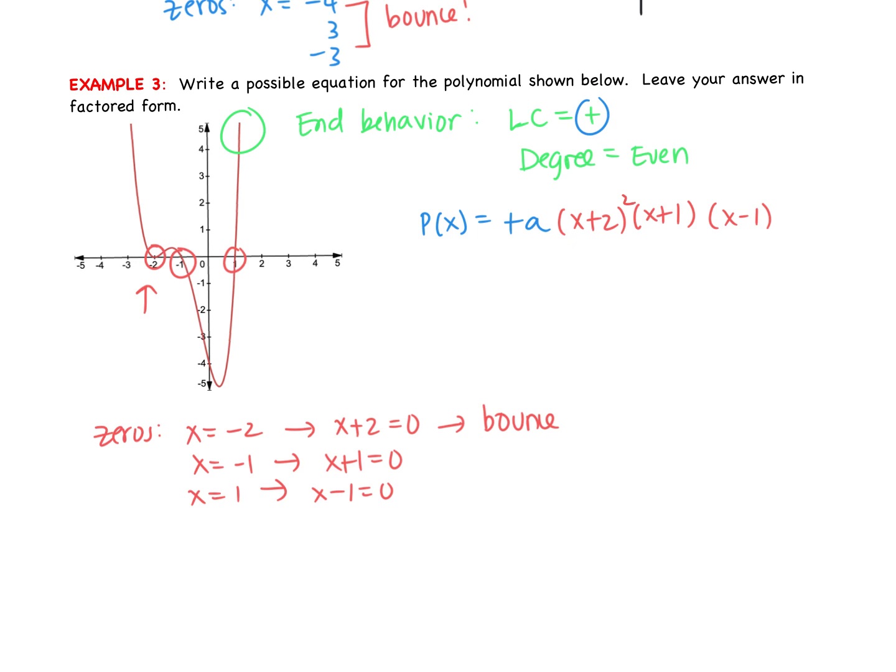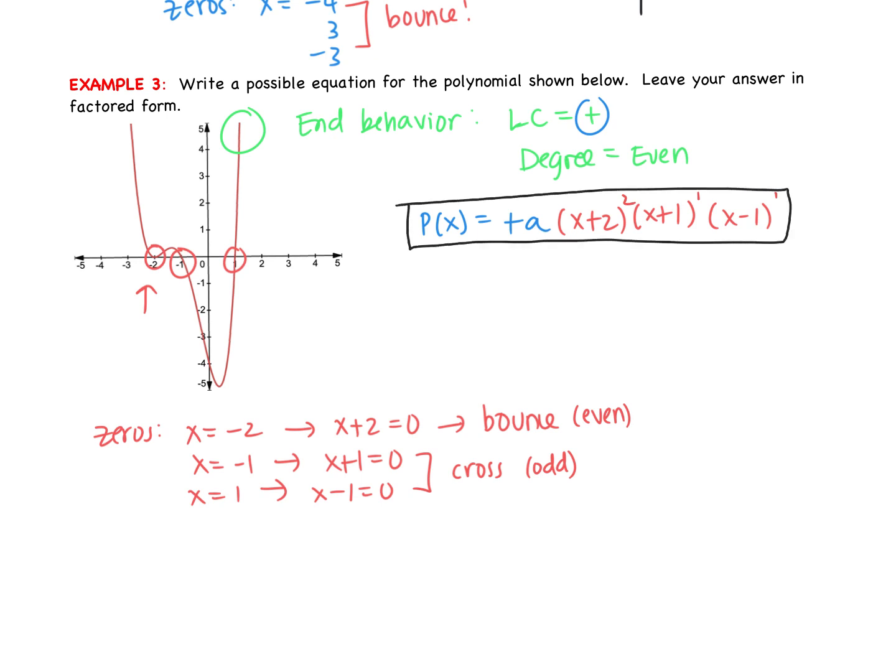At negative 1 we cross, and at 1 we cross. So those are going to be odd powers. One is an odd power, so I'm just going to use the first power. Now, you don't need to write 1. It's understood to be there, but any odd power would work. So if you want to do 3, 5, whatever you want, that will work. In your homework, this is the answer that I'm looking for.